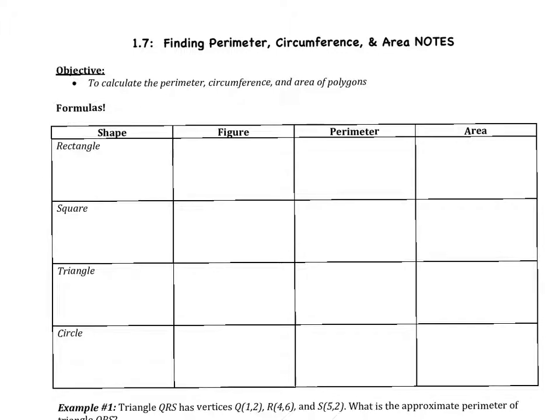You can see that there's 4 shapes we want you to know in this section: a rectangle, a square, a triangle, and a circle. You probably already know how to find the perimeter and area of many of these shapes. For each shape, we're going to draw a figure and then write a formula for the perimeter and the area. Rectangle, as you know, is a 4-sided figure. It has 4 right angles. Also, you should know that opposite sides are congruent.